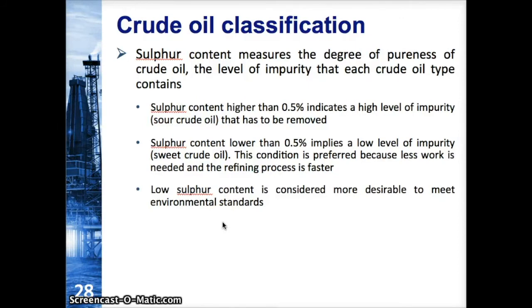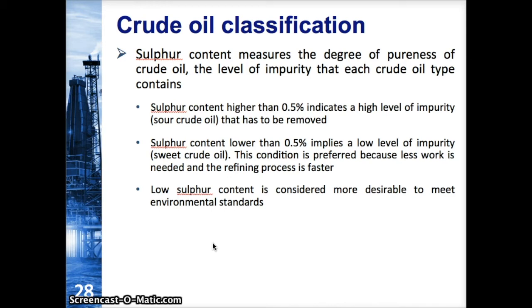The third criteria for crude oil classification is sulfur content, and here the magic number is 0.5%. If your sulfur content is higher than 0.5%, you're referred to as a sour crude, and if your sulfur content is less than 0.5%, you are considered a sweet crude. Sweet crudes are considered preferable because there's less work at the refining stage to get the sulfur out, which makes it faster. Also, low sulfur content fuel is considered more desirable when traveling around environmental areas.